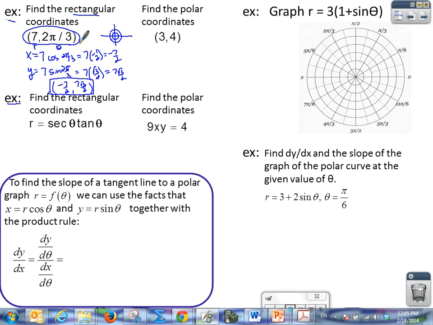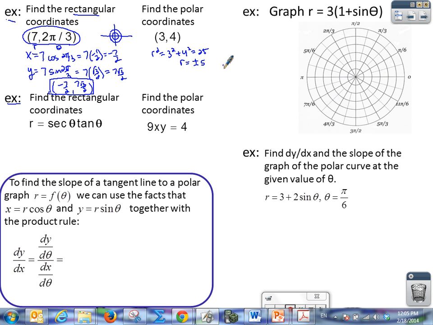All right, so let's take a look, and let's go from rectangular to polar. Now we use the other two formulas, r squared equals x squared plus y squared. So our x squared plus y squared is 25. So r is going to be either positive or negative 5, depending on where we want to be.